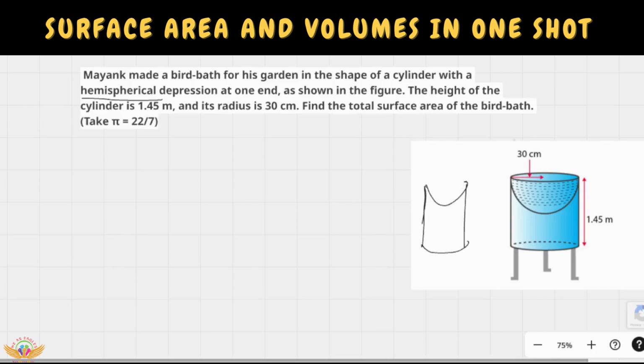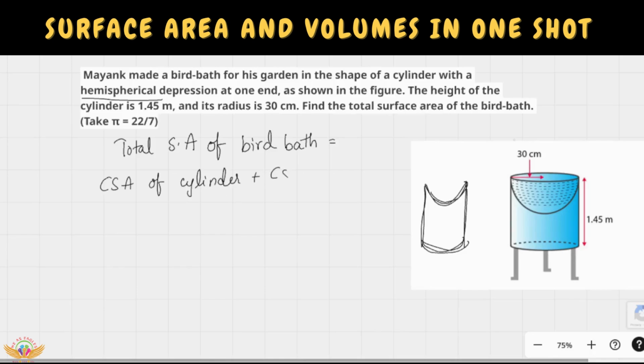So how? First of all, I have to take the curved surface area of this cylinder, and then I have to take the curved surface area of this hemisphere. Then automatically I'll get the answer directly. Let us write down: the total surface area of the bird bath is equal to the curved surface area of the cylinder plus the curved surface area of the hemisphere. Done. So what is the curved surface area of the cylinder?